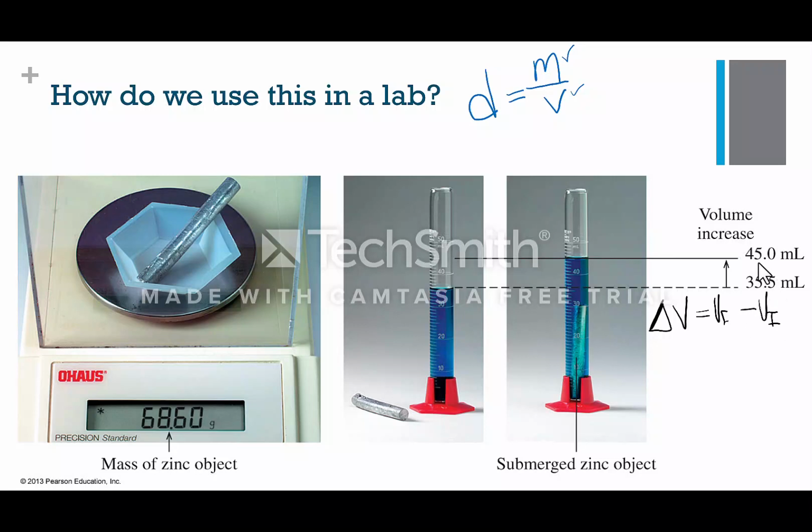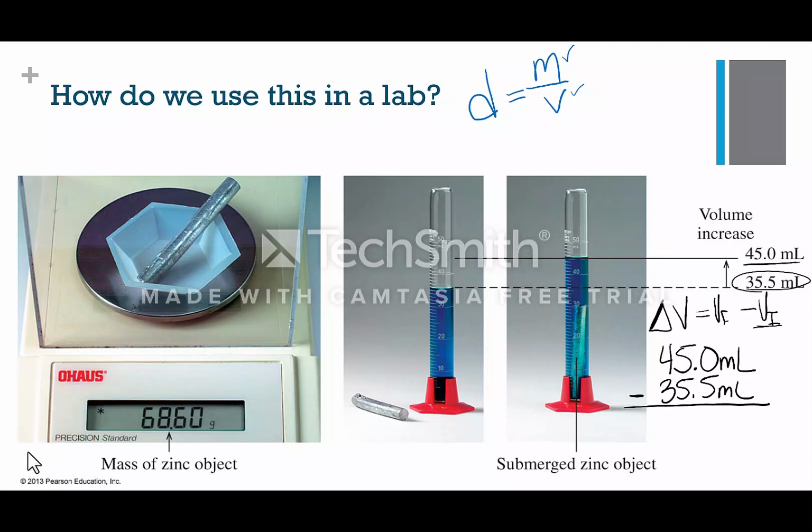So my final volume is going to be the volume after I put the piece of metal in. So I'm going to write that as 45.0 milliliters. And then I'm going to subtract that from the initial volume. So what was the volume before I put the metal in? And that was 35.5 milliliters. I stacked my numbers one on top of the other because I'm going to consider significant figures. So that was the reason I wrote it the way I did.